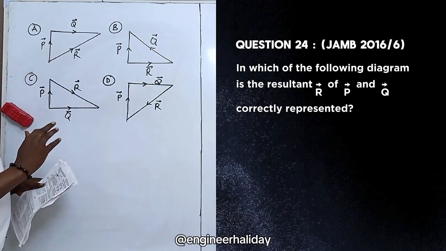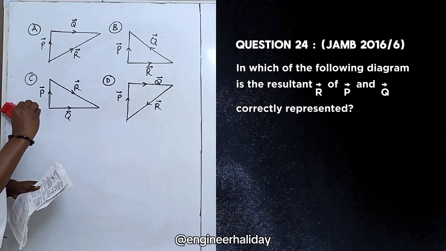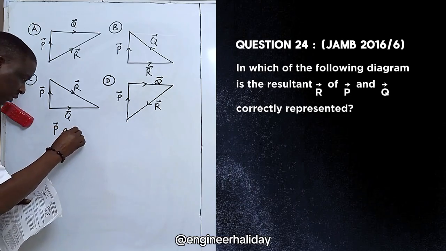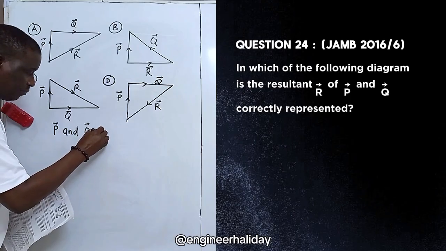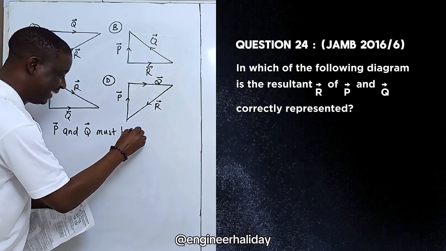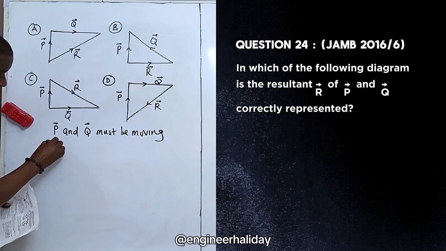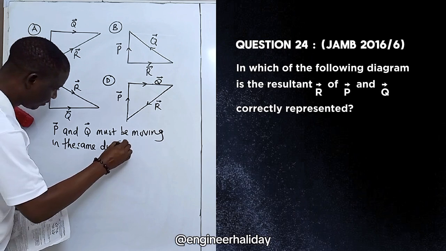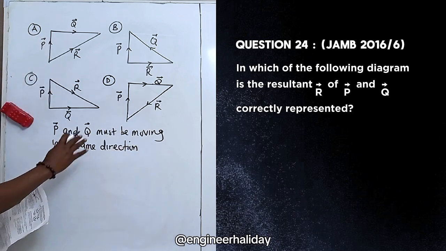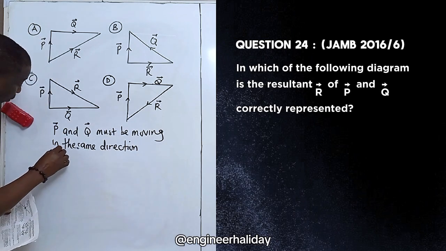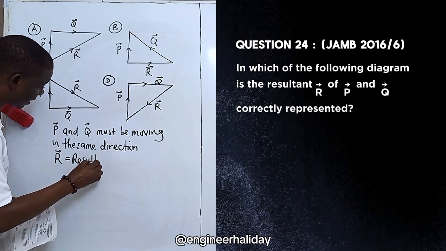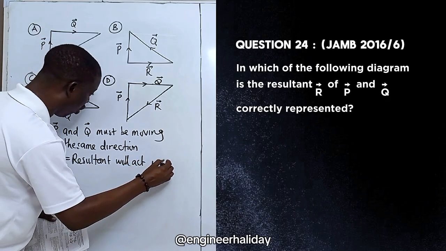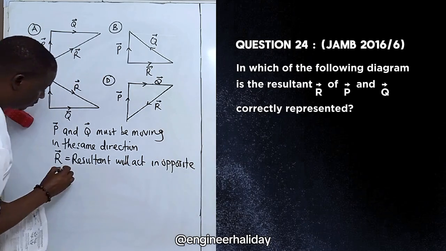Now, if you look at the diagram, what you are going to be watching out for is that P and vector Q must be moving in the same direction, because there are two vectors. Their resultant will be opposite. This is the resultant. The resultant will act in the opposite direction.